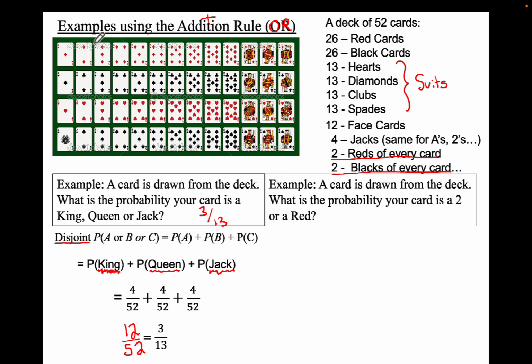So twos are here. 4 of them, okay? And the reds are here and here. So when we go to set this up, we have some cards that are going to be double counted. How many of the cards that I just circled are circled twice and therefore will be double counted?